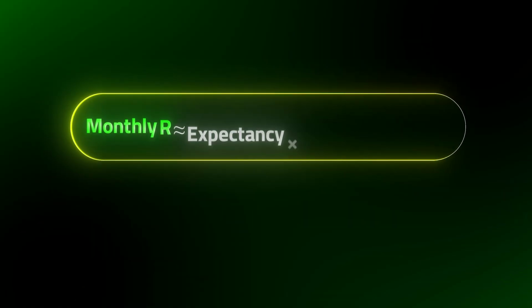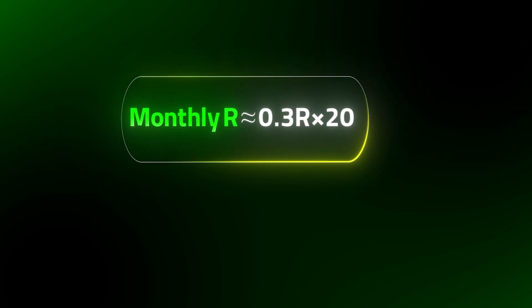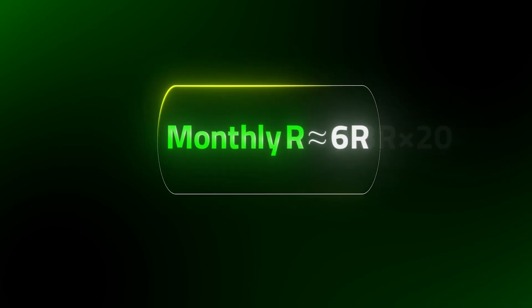up. Therefore, monthly R is around expectancy times number of trades, which in this case is 0.3R times 20, which is 6R. Because 1R represents a percentage of the account, 6R translates to roughly 6% per month on paper before real-world fluctuations. If 1R is 1% of the account, then 6R is 6% on paper. Expectancy alone does not guarantee income. Position sizing and trade frequency still matter.